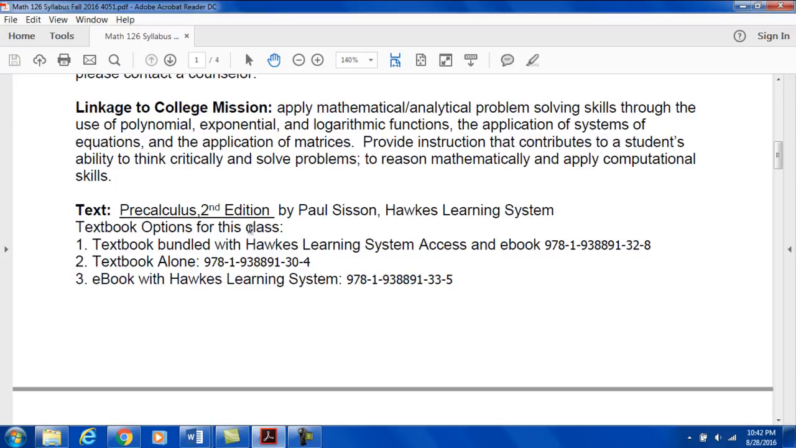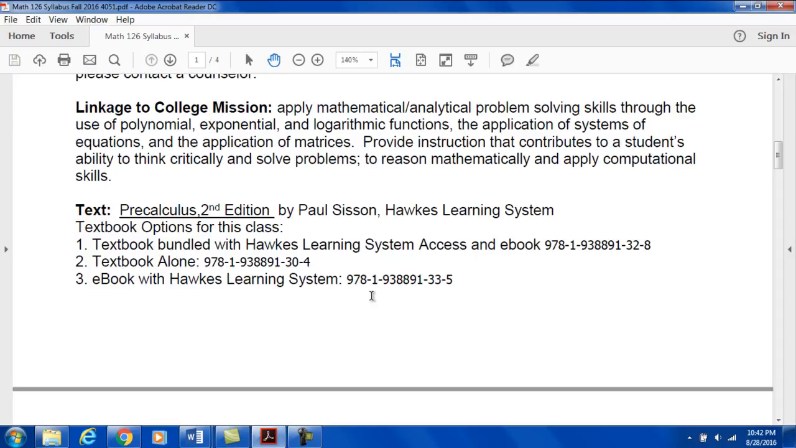Precalculus, 2nd edition, by Paul Sisson. All these ISBNs should correspond to the 2nd edition, but last time we had an issue of everyone getting the 1st edition, so it says it in there now. So, textbook bundled with Hawkes Learning System access and ebook. The first one, you get a book and access to the online. In the second case, you get a book alone. In the third case, you get just the online access that has an ebook, which would be the cheapest one.